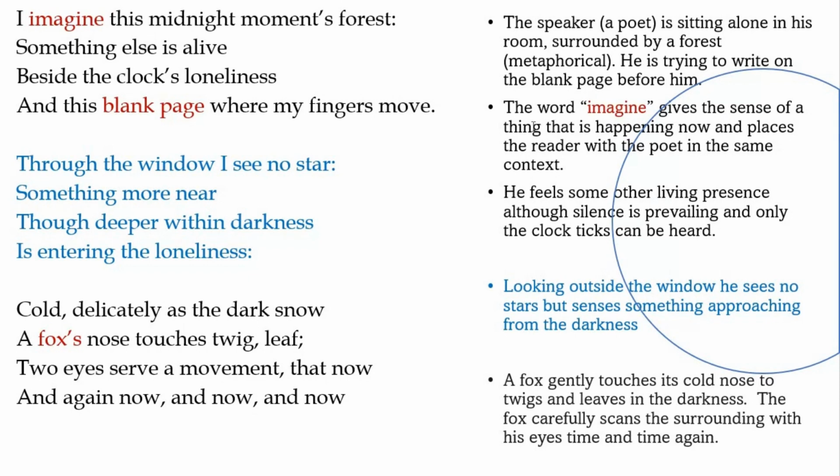So the word imagine, what is the significance of this word? It gives the sense of a thing that is happening now. So he's trying to show us that this is a process. I'm going to show you how things come to the mind of a poet. How does this whole thing of imagination happen? What is the significance of this? It places the reader with the poet in the same context. He's trying to make us participate with him, share with him this experience. So this is what the word imagine in the present form does, if you notice.